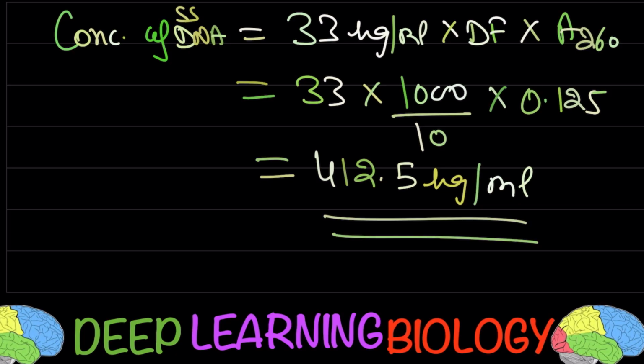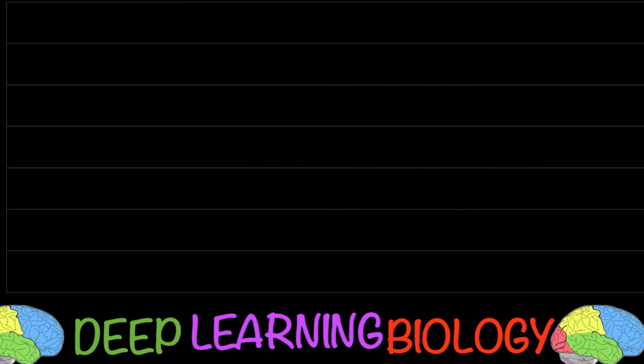Now there is another thing here. If you see in the last, the question is: express your answer in picomoles per microliter. So you have to convert this answer into a molar answer. It is simple. You just have to learn, hopefully you know, the molecular weight of double stranded DNA.